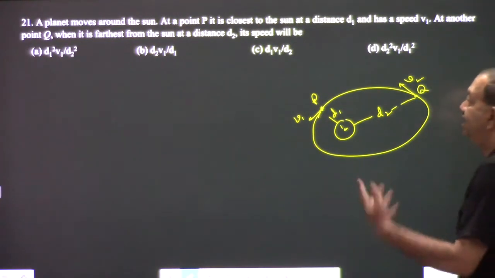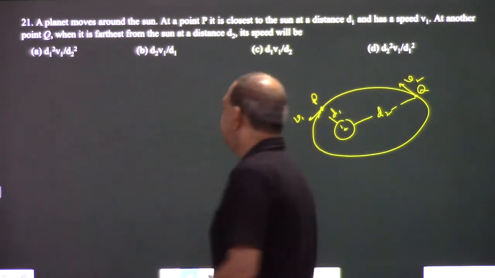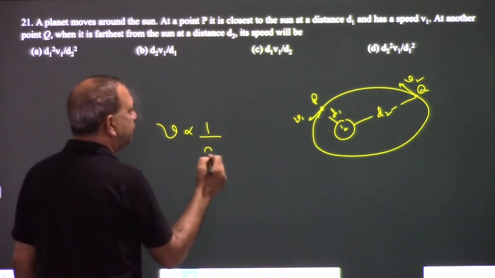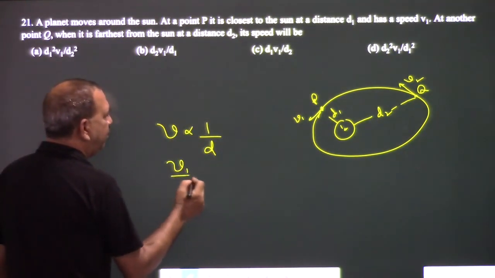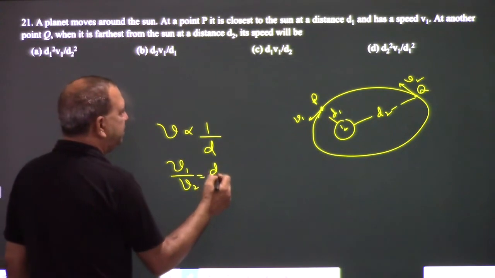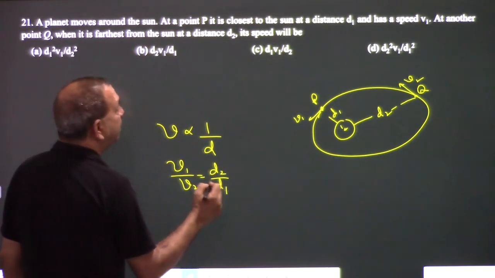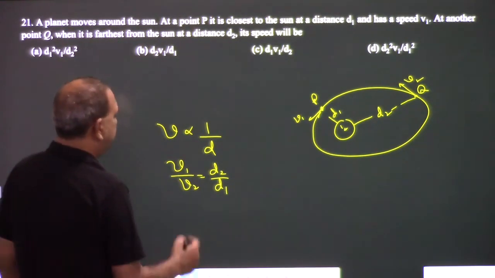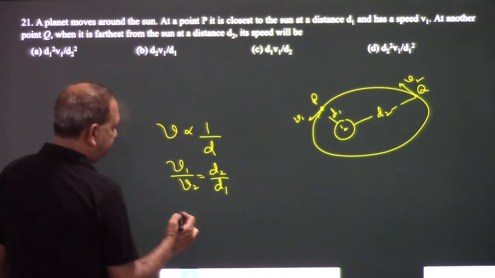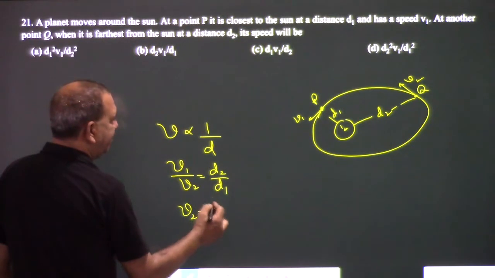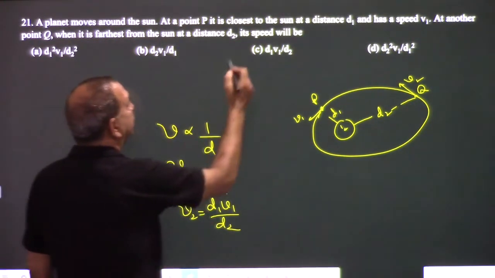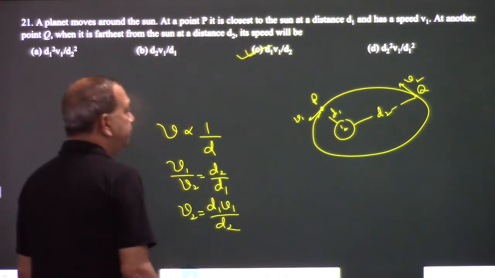So its speed follows a very simple rule: v is inversely proportional to distance. So v1 upon v2 is equal to d2 upon d1. So what is v2? The v2 will be d1 v1 upon d2.